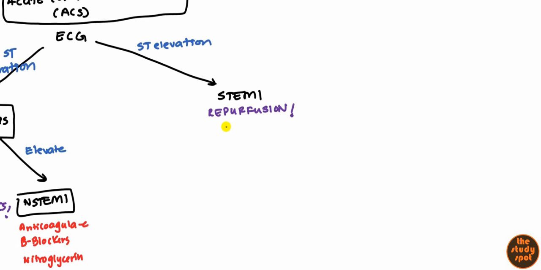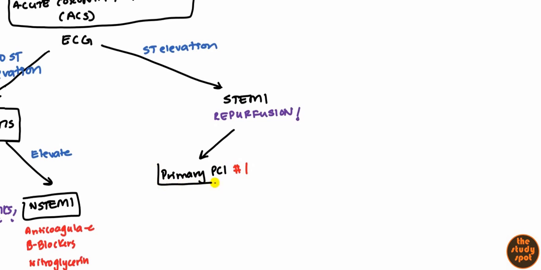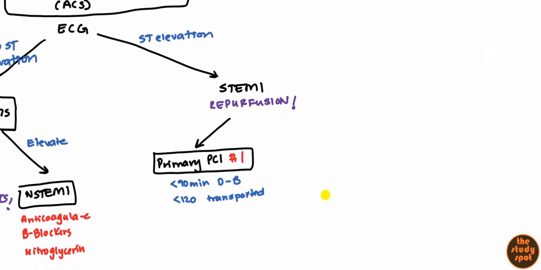So the number 1 choice is going to be primary PCI, PCI standing for percutaneous coronary intervention. So this is by far the number 1 choice. You want to try to do this within 90 minutes, door to balloon. However, we will allow less than 120 minutes if they're being transported from another facility.